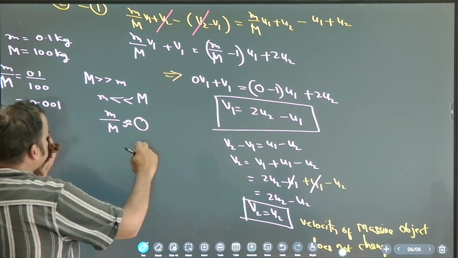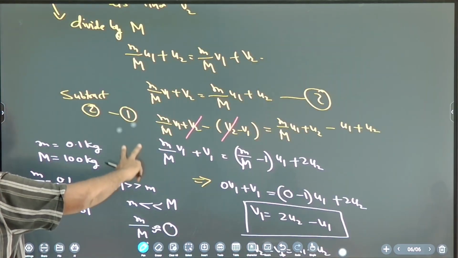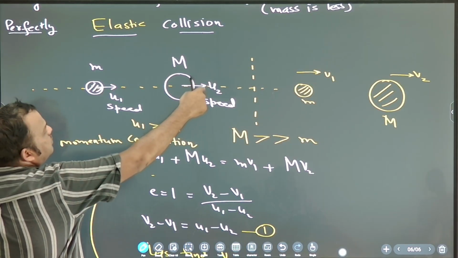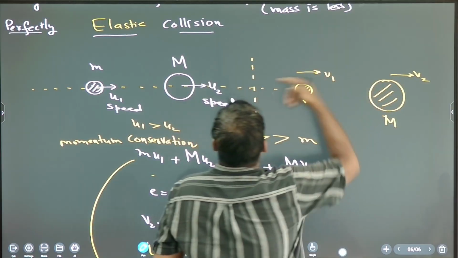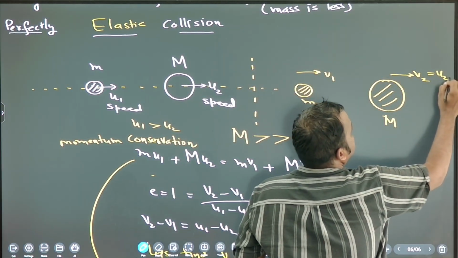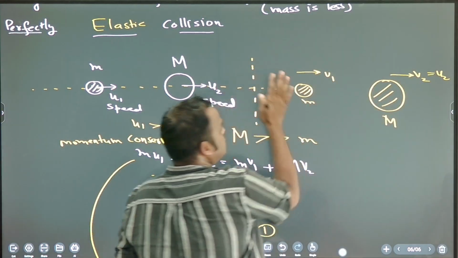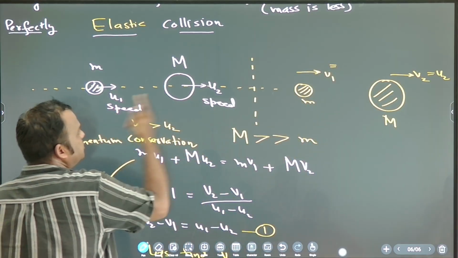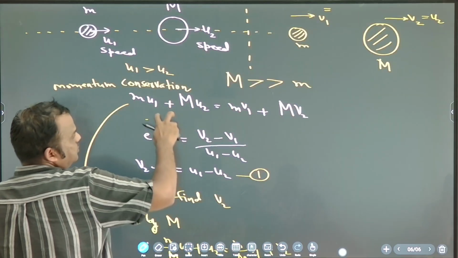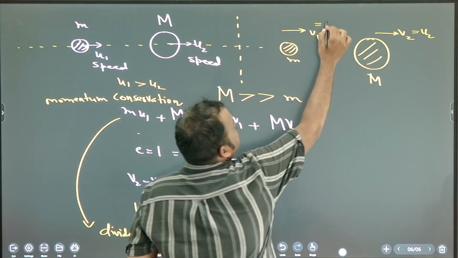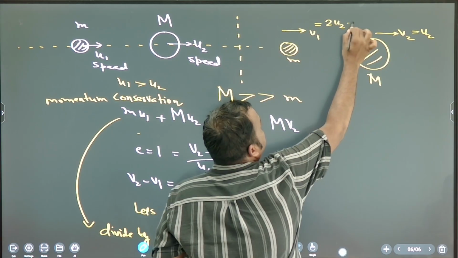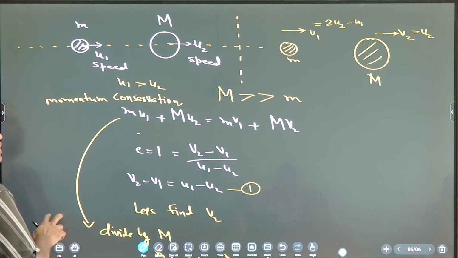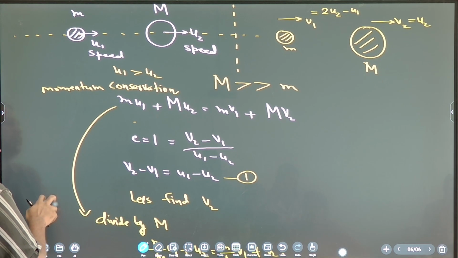So for the massive object, what is the velocity before? U2. Now also U2. So the massive object's velocity does not change, but the light object's velocity changes. How much? 2U2 minus U1. Correct, good. Memorize this: 2U2 minus U1.